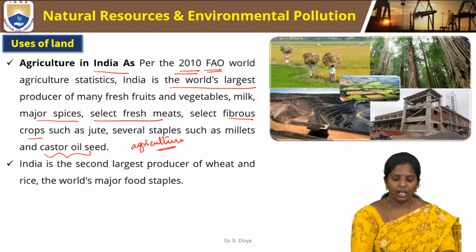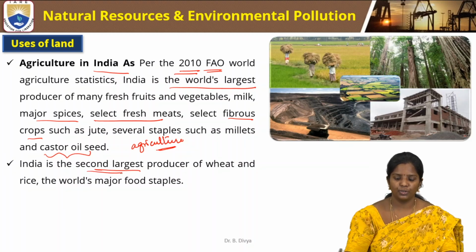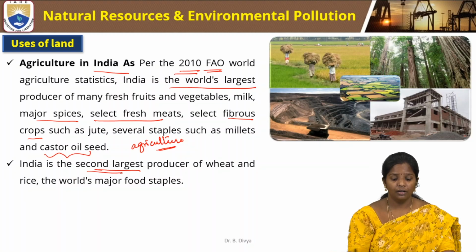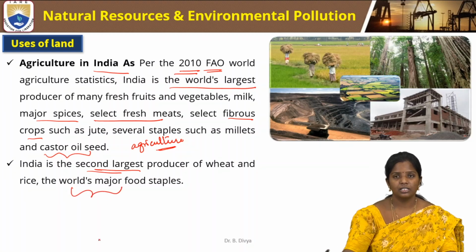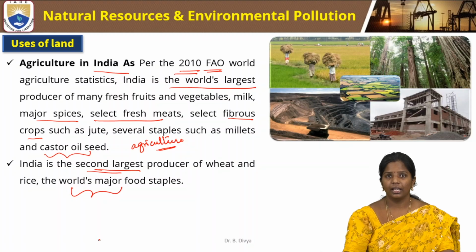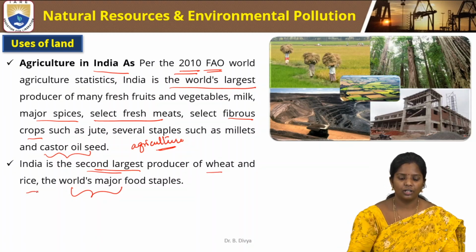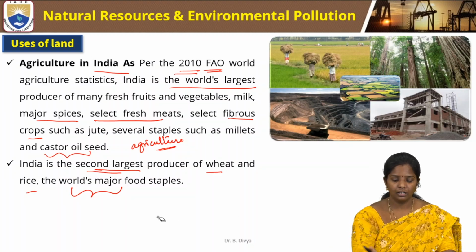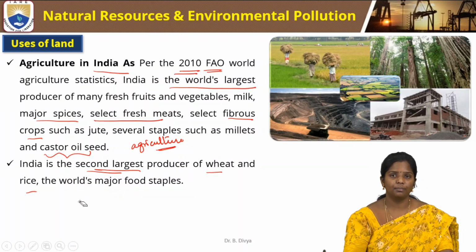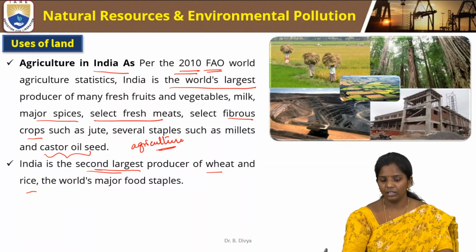So India is the second largest producer of wheat and rice, the world's major staple foods. It means we are exporting wheat and rice to other countries, as they are the major staple foods for most of our Indians.